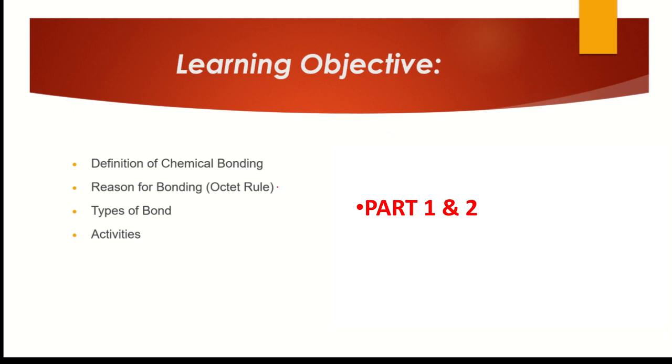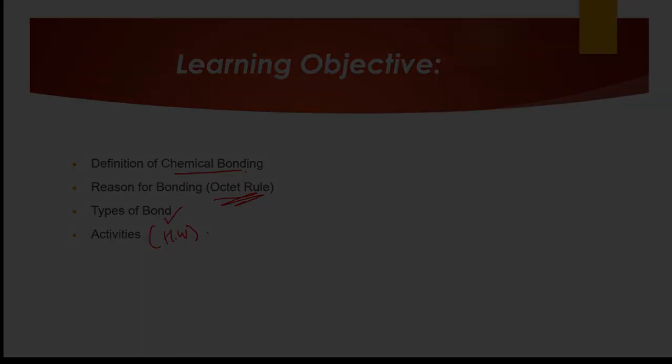We have discussed the definition of chemical bonding, and also the reason why atoms undergo chemical bonding, and the 3 types of bonds, and the activities that you have to do as your homework. So with this, we're done.